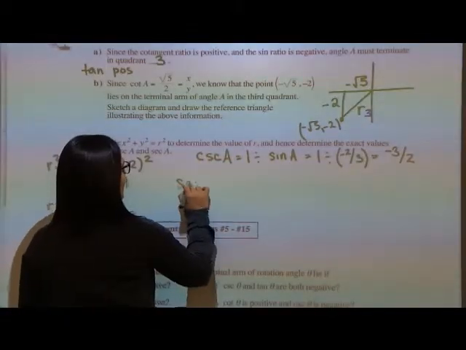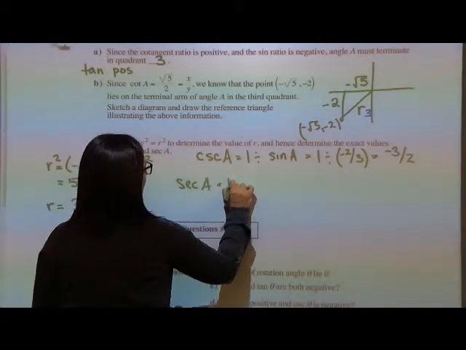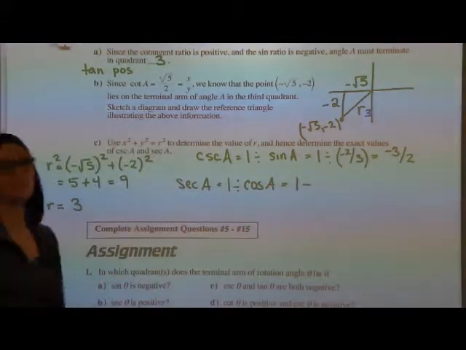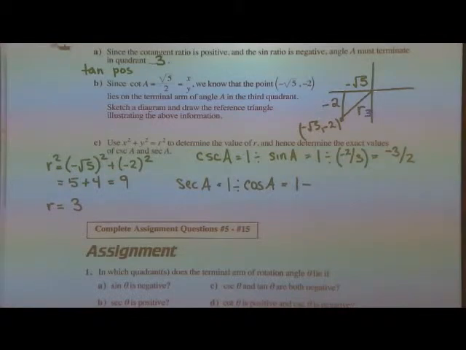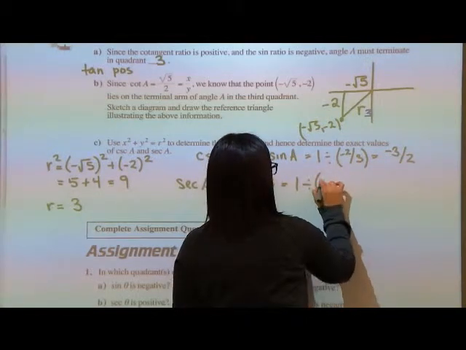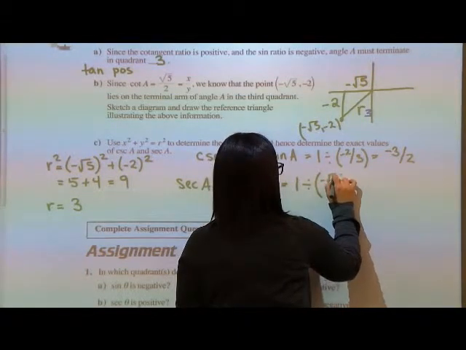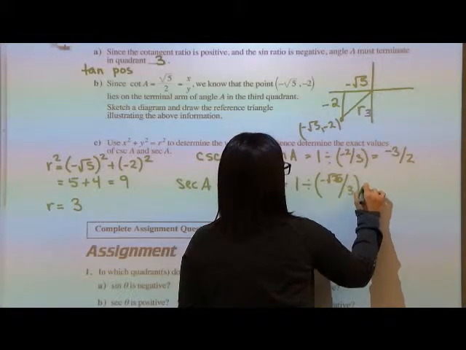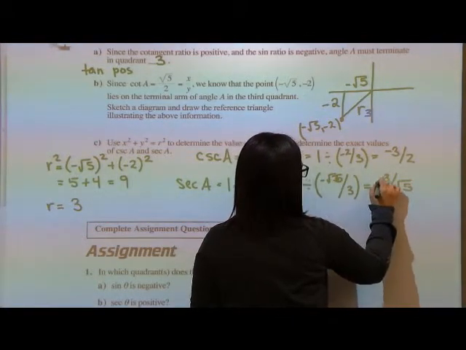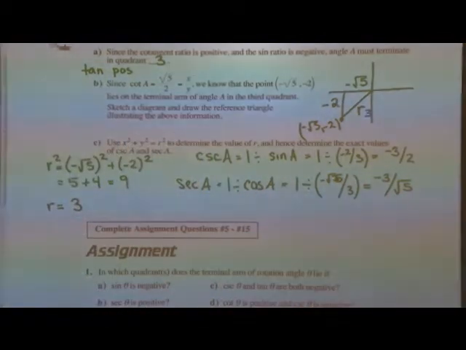And then secant is 1 divided by cos. What's cos? Negative root 5 over 3. So then I would get 3 over negative root 5, or negative 3 over root 5.